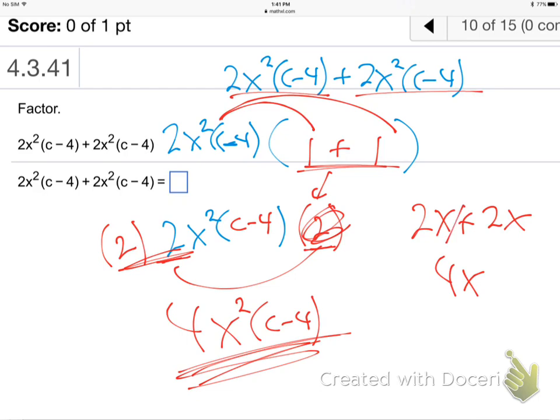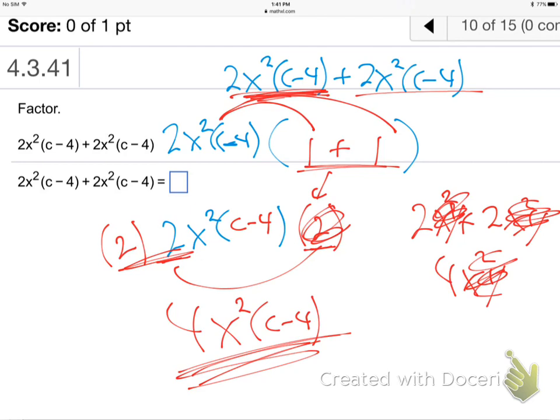If I was you, I'd be thinking, okay, great, so what? Well, what if it was 2xy plus 2xy? What would it be? 4xy. What if it was 2x squared y plus 2x squared y? 4x squared y. What if it was 2 funny monkey and 2 funny monkey? 4 funny monkey. If they match, they match, and you just add the numbers in the front.